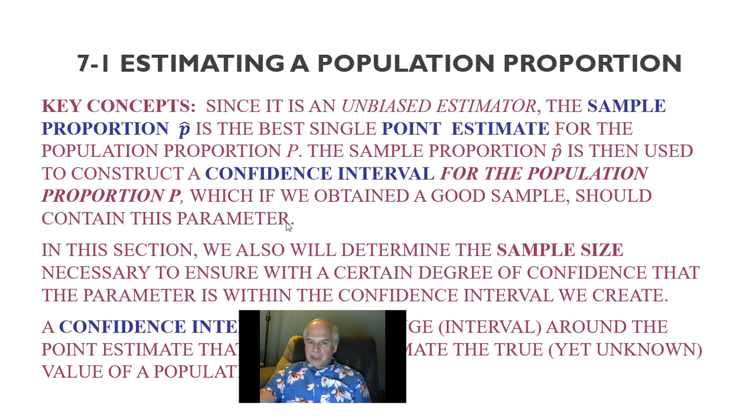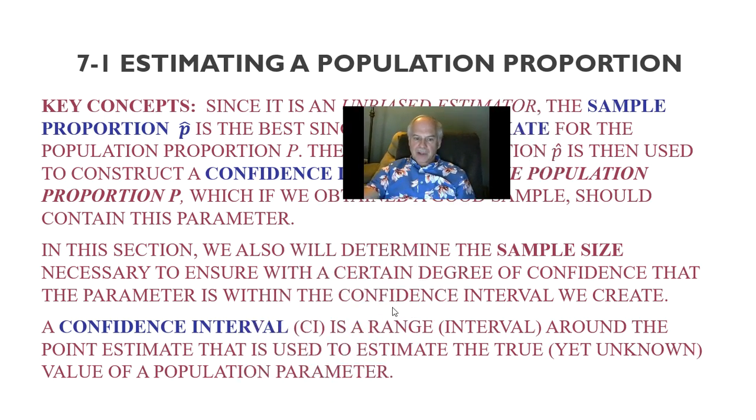Now, the sample proportion is then used to construct what's called a confidence interval for the population proportion p, which, if we have a good sample, should contain this parameter. In this section, we also will determine the sample size necessary to ensure a certain degree of confidence that the parameter is within the confidence interval we create. So how big of a sample do we need to give us a certain margin of error or a certain precision in our confidence interval?